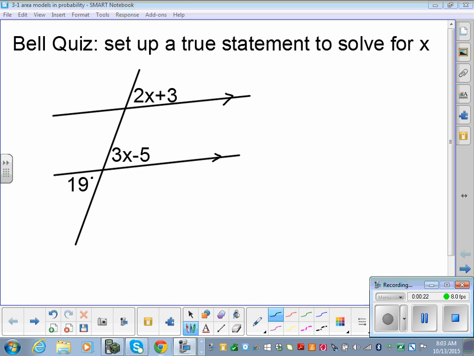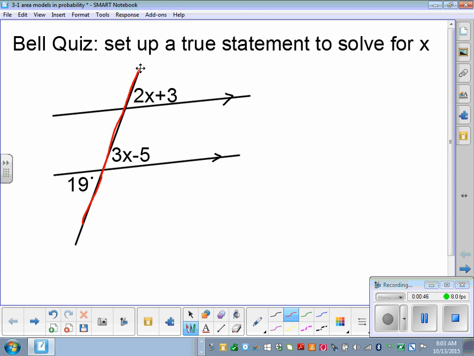Okay, we have these two parallel lines and we have this transversal cutting it. Now guys, remember back to when we learned this. When we have two parallel lines and a transversal, it creates a bunch of angles. We have alternate interior, alternate exterior, consecutive interior, corresponding, and vertical angles, right? So we know different things about those types of angles.